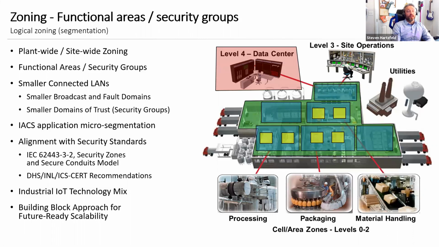So this is an example of how you might decide to segment your network. You have your data center at the core. You have site-wide operations or control center a level below. And you have your different manufacturing areas, like processing and packaging, segmented into different zones.